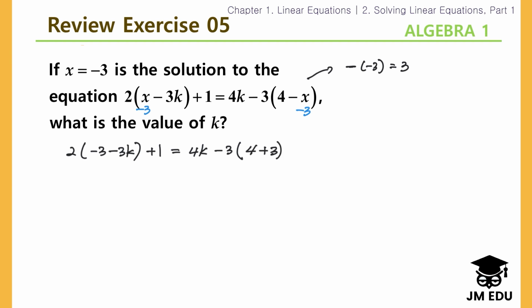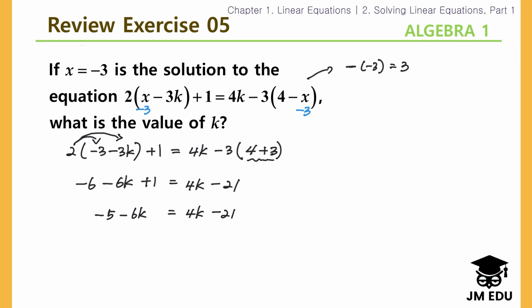So let's remove this parenthesis. So 2 times negative 3, that's negative 6. 2 times minus 3k, that's minus 6k. We have a plus 1 here, equal to 4k minus, this is a 7, right? So 3 times 7, that's 21, right? So if you look at left hand side, we have two constants. So we can simplify this, right? So minus 5 minus 6k is equal to 4k minus 21.